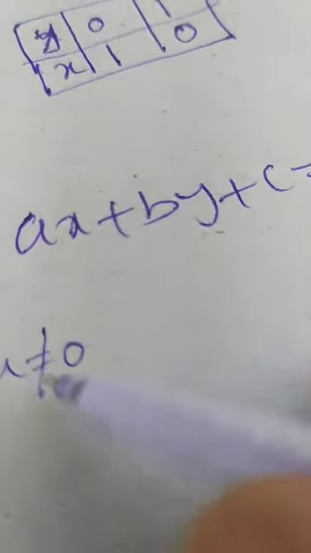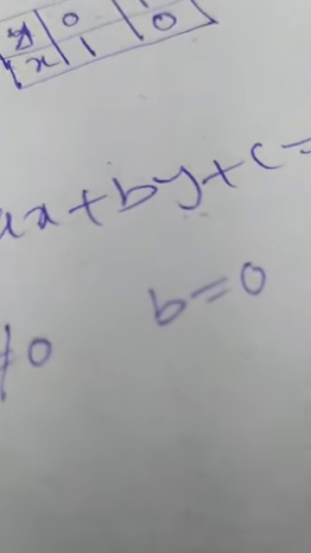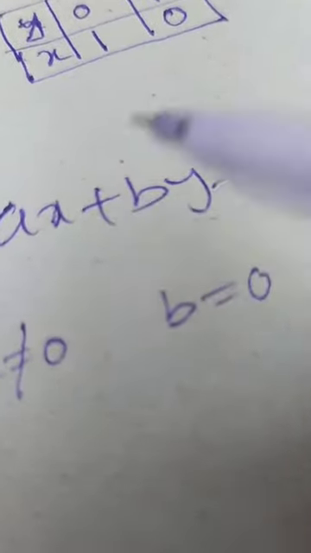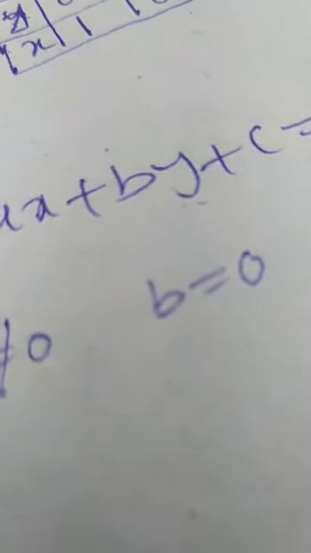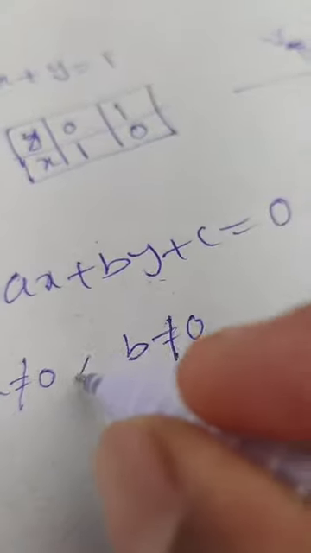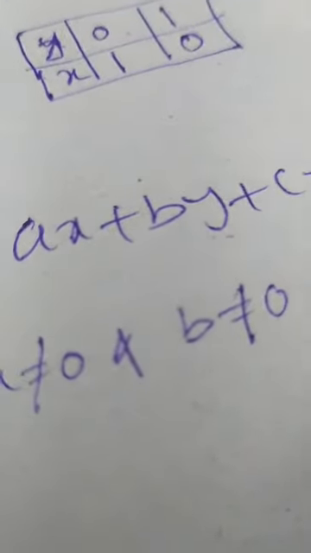That means x should not be eliminated, so a should not be equal to 0. Sometimes b may also be 0. If b is 0, y will be eliminated, and the equation contains only the x variable. Then it becomes a linear equation in one variable, but what we need is a linear equation in two variables. That's why b also should not be equal to 0. So a and b should not be equal to 0. Then only this type of equation is known as a linear equation in two variables.